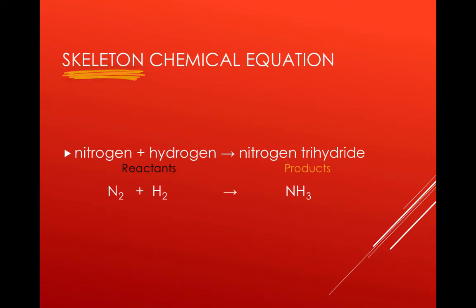The number and types of atoms on the left-hand side, the reactant side, do not equal the number and type of atoms on the right-hand side, the product side. The atoms do not equal. We will look at balancing chemical equations next lesson.